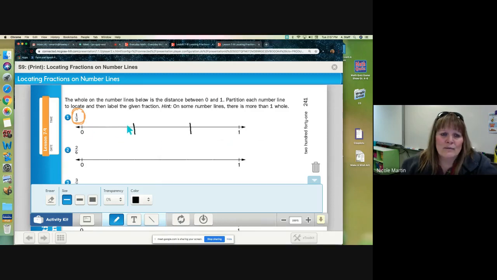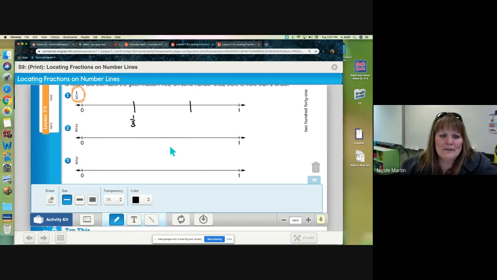So here's 1 part, 2 parts, and 3 parts. So we've split it into 3 parts. We want to label 1/3. So the label for 1/3 would go right there. All right, moving on to number 2. Number 2 says, hey, Mrs. Martin's class, we want to find 2/6 on the number line. We want to find 2/6.